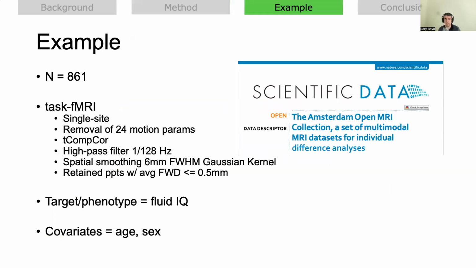So now we get to the example today. We'll be using the Amsterdam Open MRI Collection dataset, and we'll be using task-based fMRI data from 861 participants there. This is also called the Ionic dataset. This is single-site data, so we won't be using leave-site-out cross-validation.